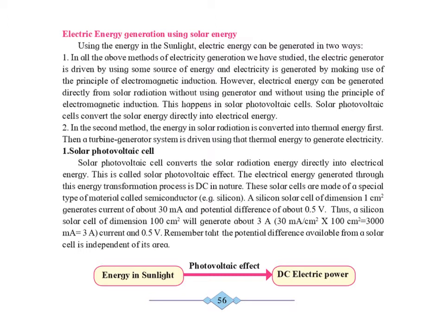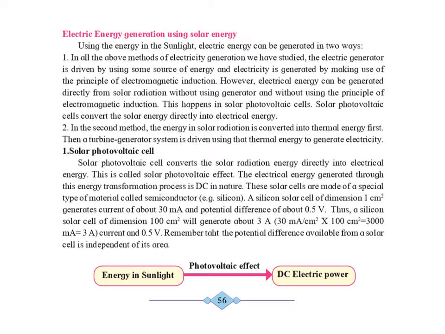Let us see the first type, called the solar photovoltaic cell. A solar photovoltaic cell converts the solar radiation or the solar energy directly into electrical energy. This is called the solar photovoltaic effect. The electrical energy generated through this energy transformation process is DC in nature. That means this is an example of direct current. These solar cells are made up of a special type of material called a semiconductor. For example, silicon. Silicon is a semiconductor.